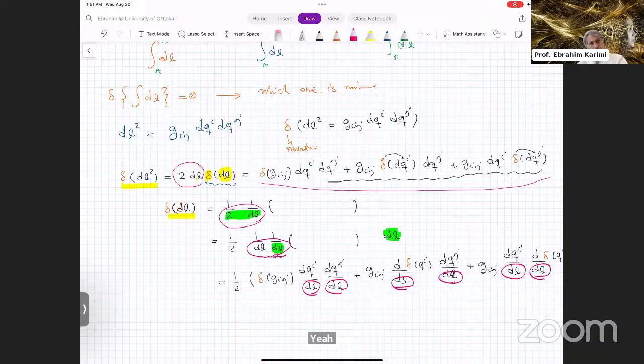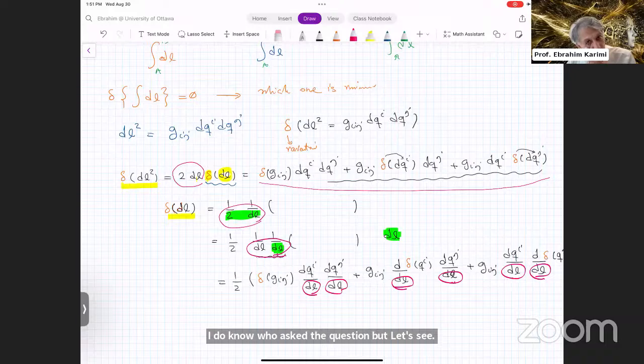I don't know who asked the question, but let's see. Is underlined. Oh, Isa, are you replying to your friend? Okay. I assume that now is clear.